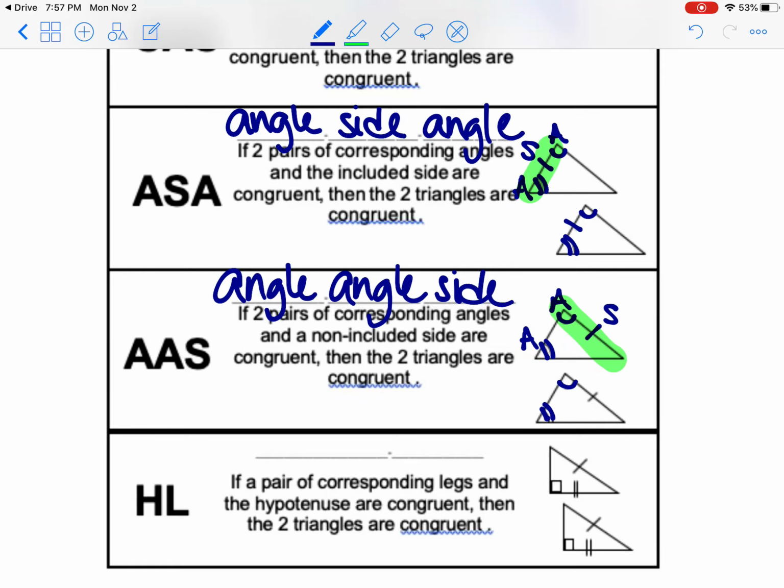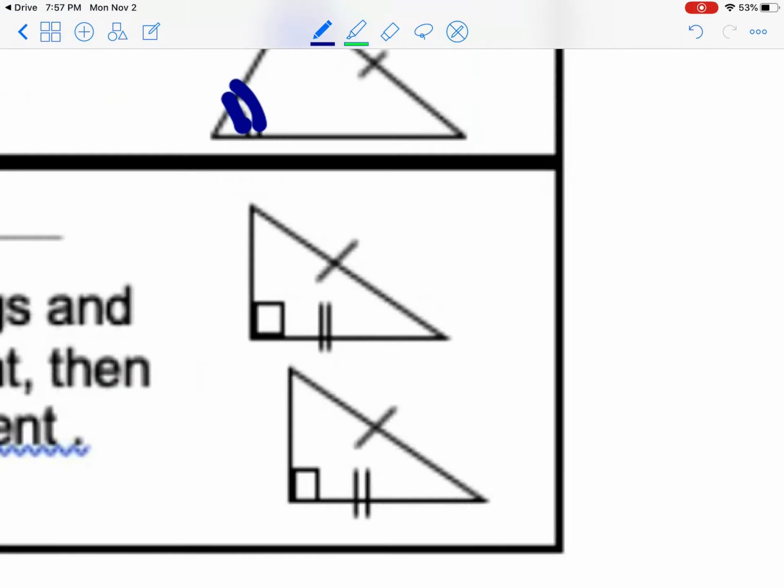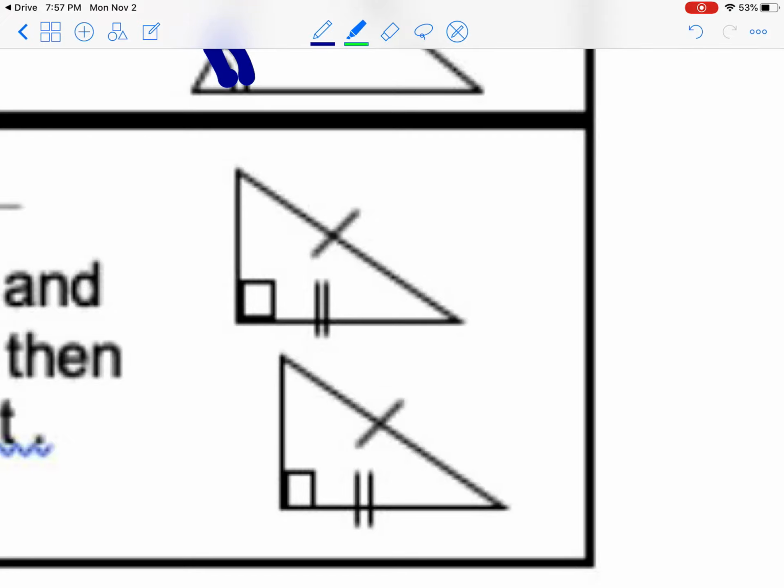Our last one to talk about is HL. HL deals with right triangles only. If we have a right triangle, we know that the side across from the right angle is called the hypotenuse, and the sides that make the right angle are called the legs. So HL stands for hypotenuse leg.